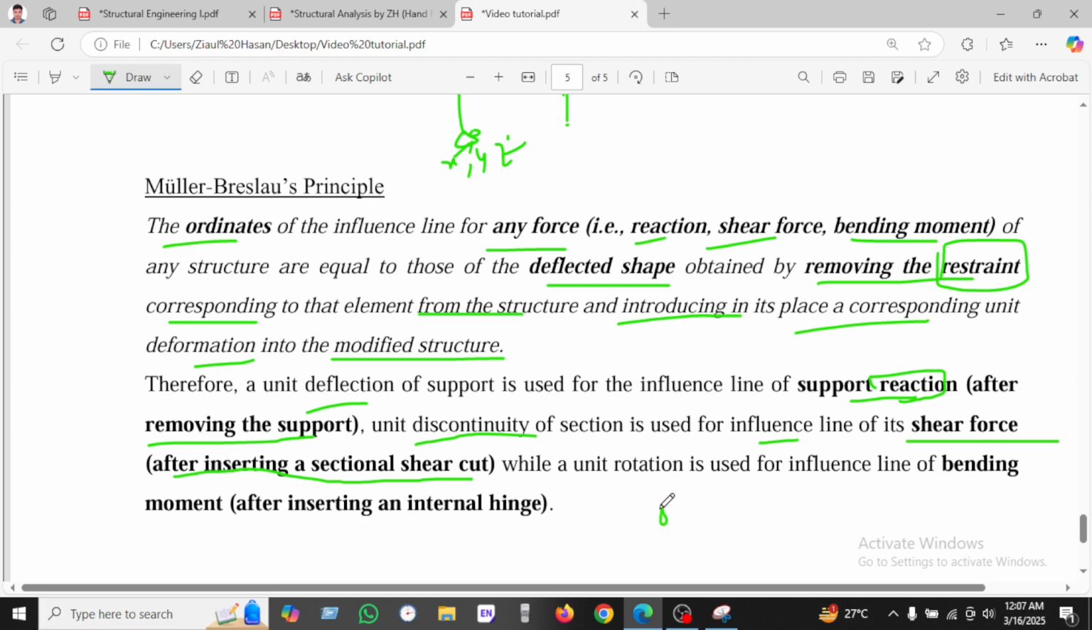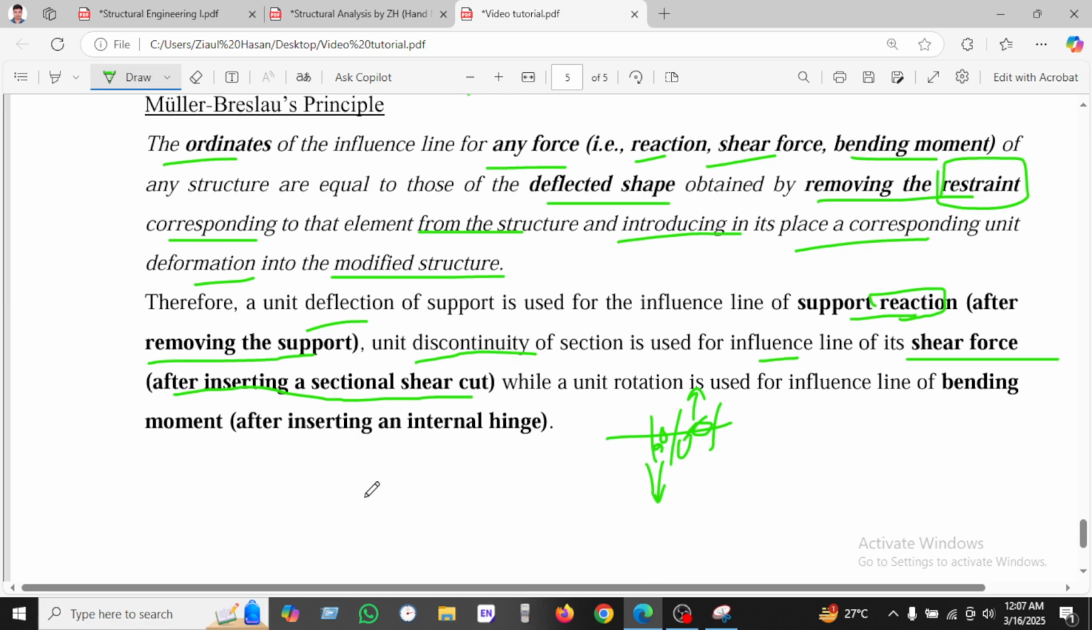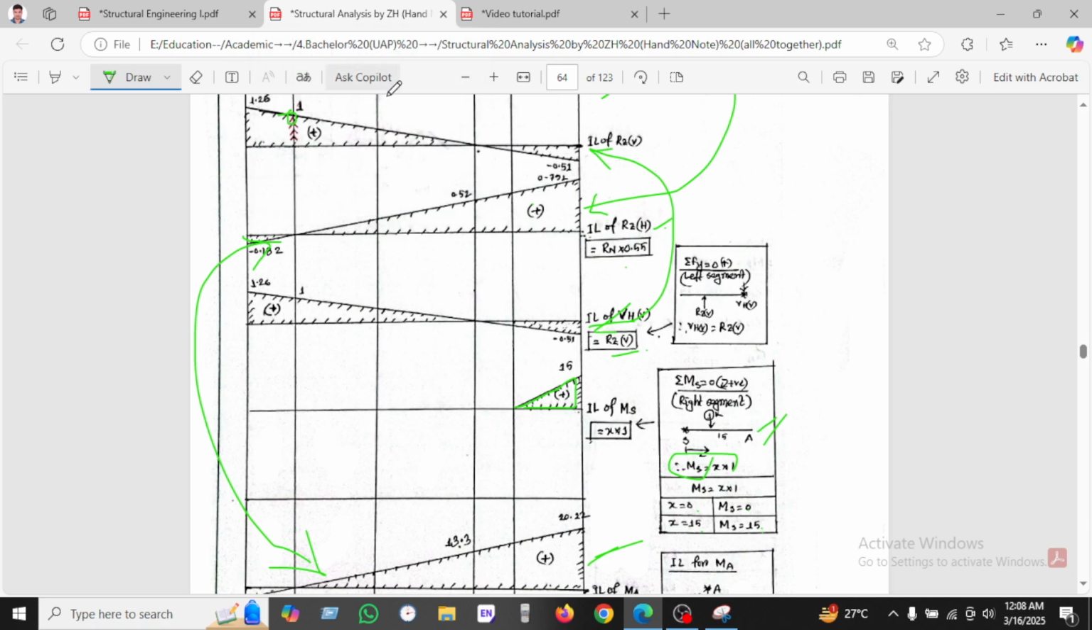So we have been using the sectional cut like this. Okay, it is going downward and it is going upward. And for rotation, using the influence line of the bending moment, after inserting the internal hinge, if you push the internal hinge, then it will go upward, and it will act like this. It will act like this for shear, and the reaction will push upward. So we have seen three types here. This is the main Müller-Breslau principle.